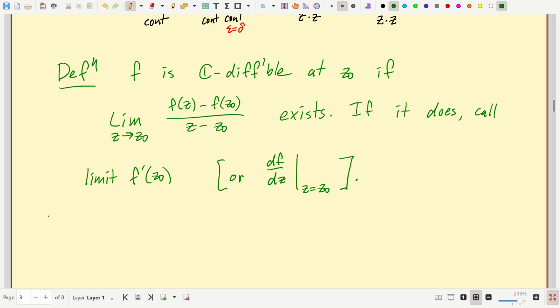Well, the fact that we've just observed is anything you can do with limits in the real case carries over exactly in the complex case. So all the rules of differentiation, R to R, hold C to C.